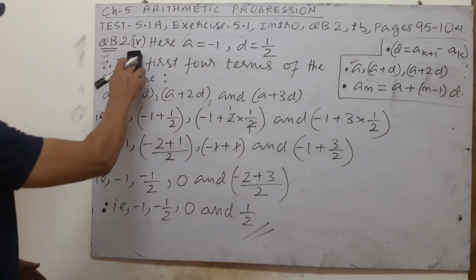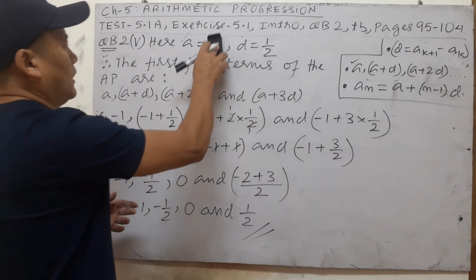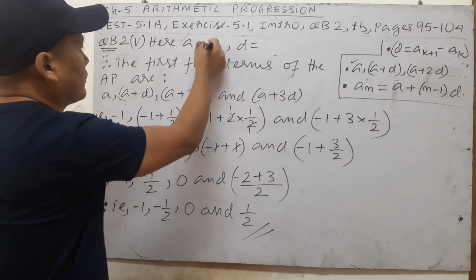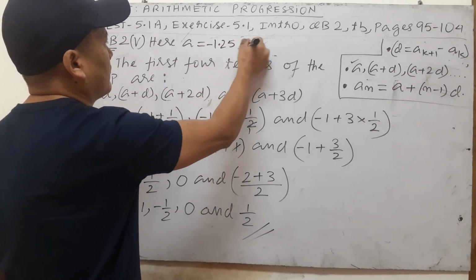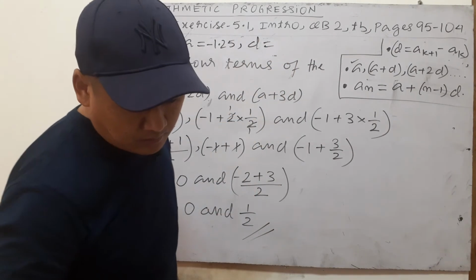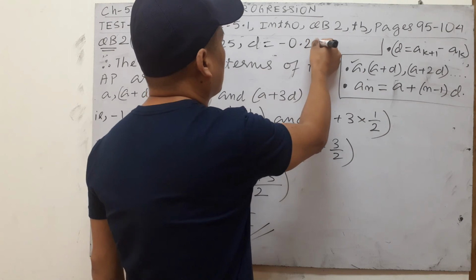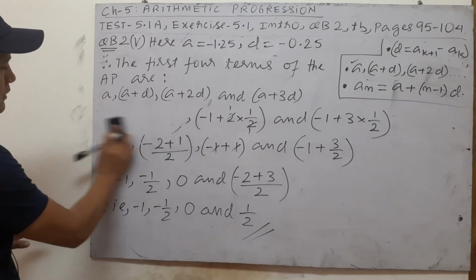The fourth, and I think there is one more, fifth one. So we write here the fifth one. Here A and D. Fifth one is -1.25. Okay, -1.25, and D is -0.25, -0.25. Up to here will be the same formula, so write it down.